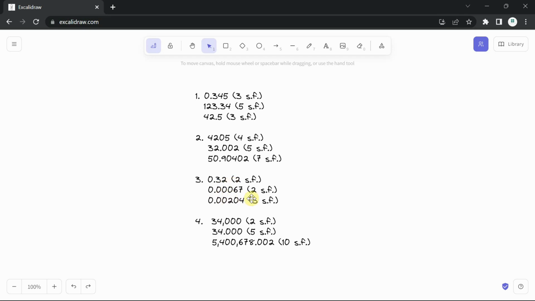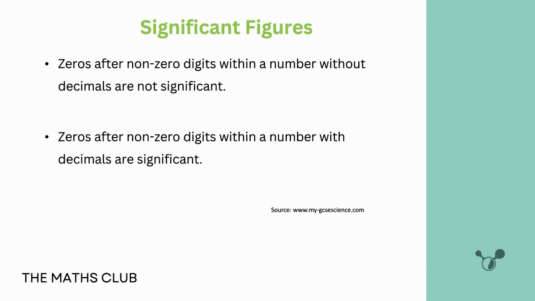You can see the same thing too. But look at this one here. The zeros here are not significant, but the 0 in between the 2 and the 4 is significant. That's why we have 3 significant figures. This one says zeros after non-zero digits within a number without decimals are not significant.